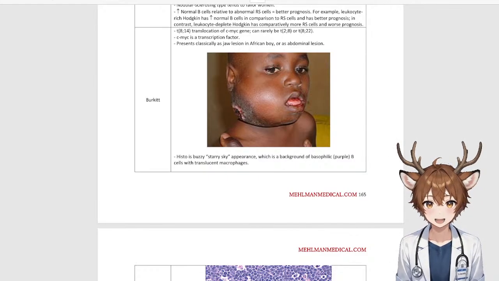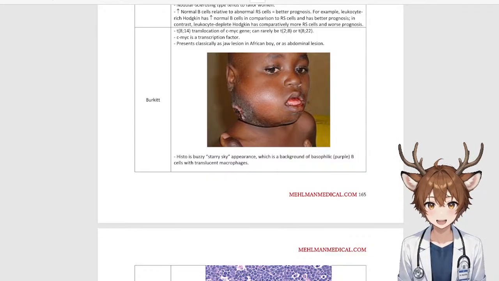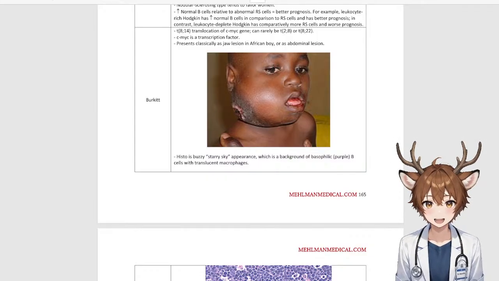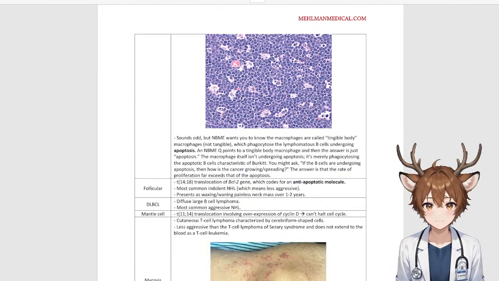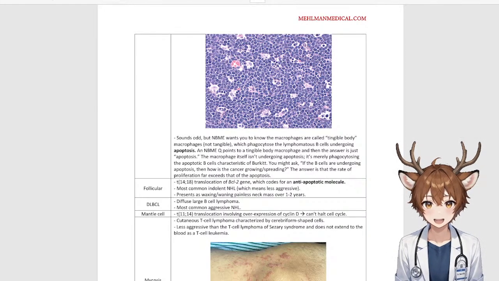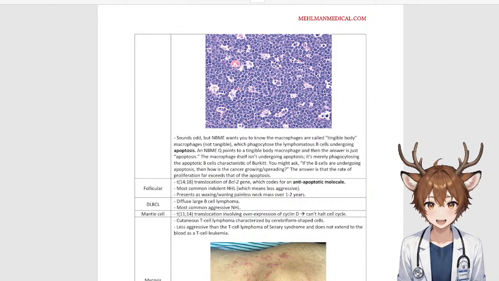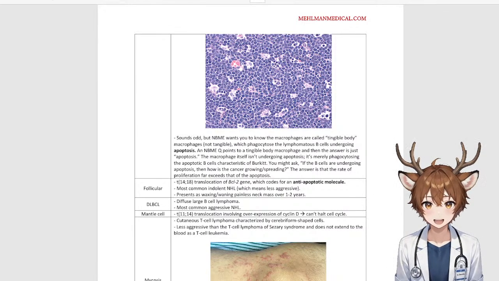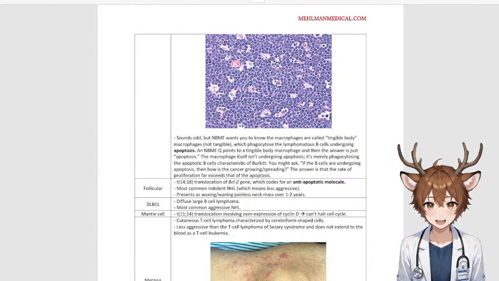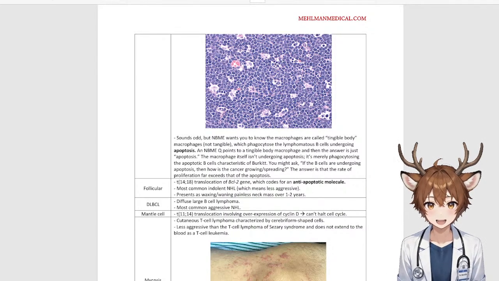Anyway, histo is a starry sky appearance, which is a background of basophilic purple B cells with translucent macrophages. Not to say that you can't find it in other places, it's just that there might be a gene associated with that in that particular region that's going to be at lower concentrations, potentially absent in some cases in other areas because of limited gene spreading from other pools. Anyway, let's continue with Burkitt lymphoma.